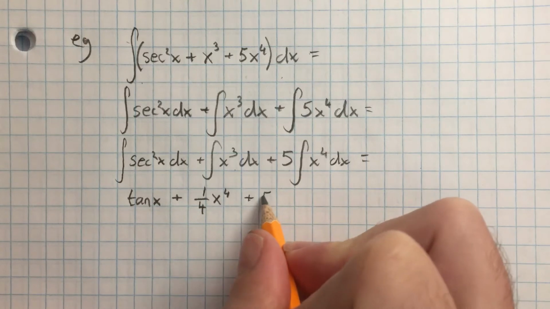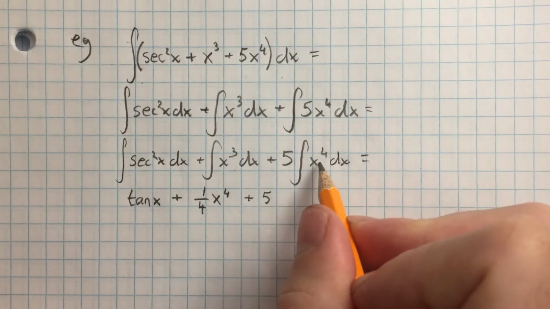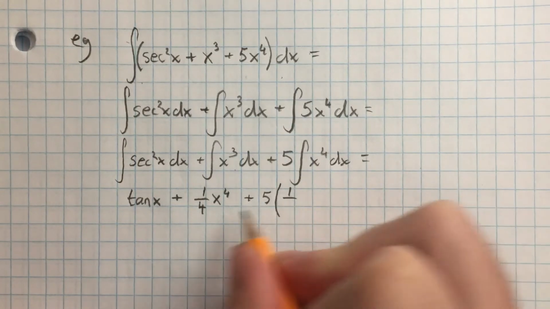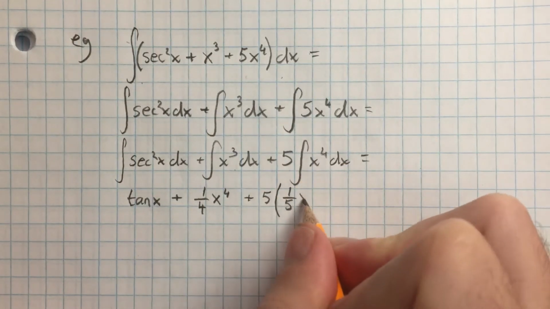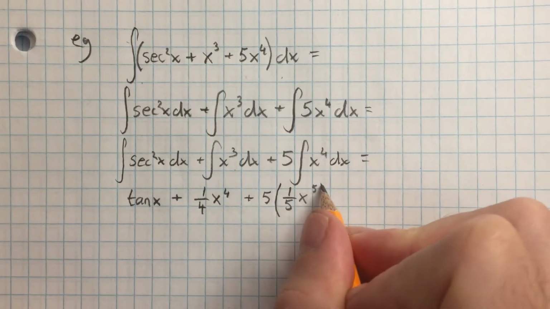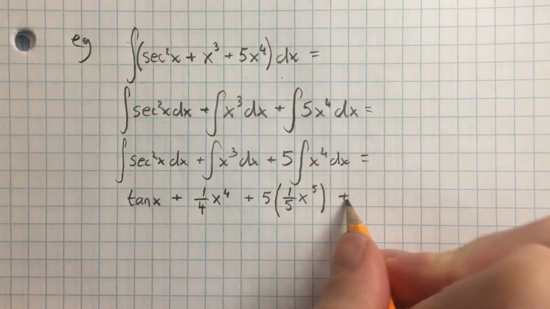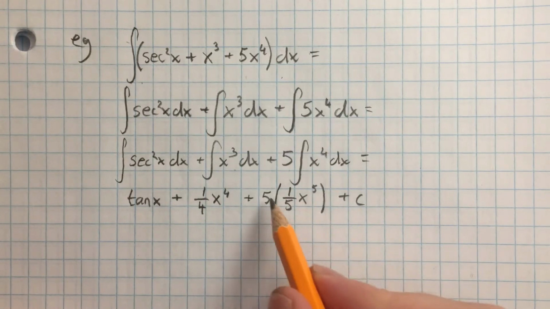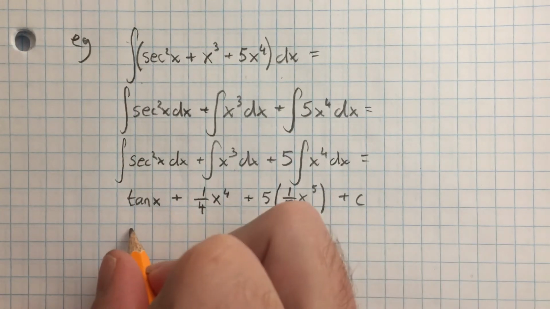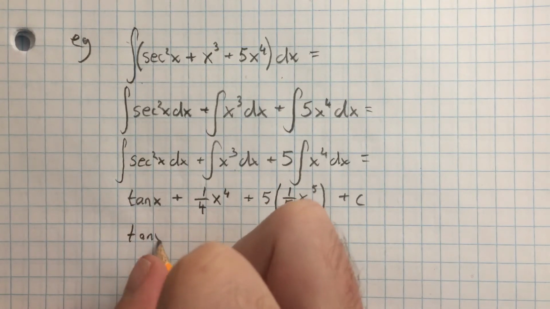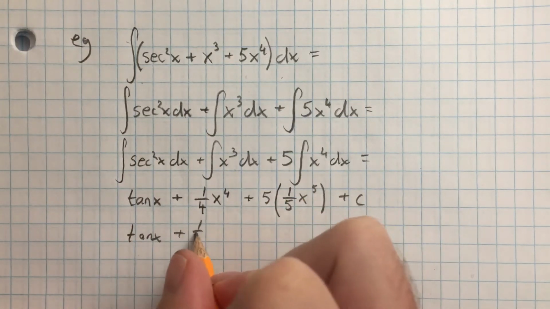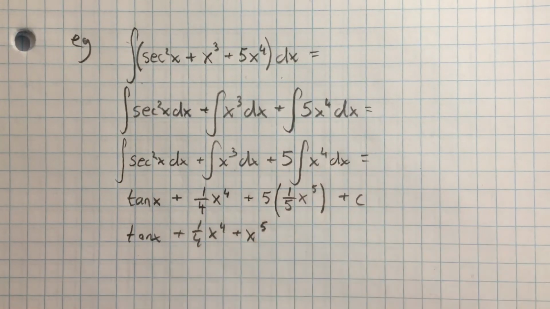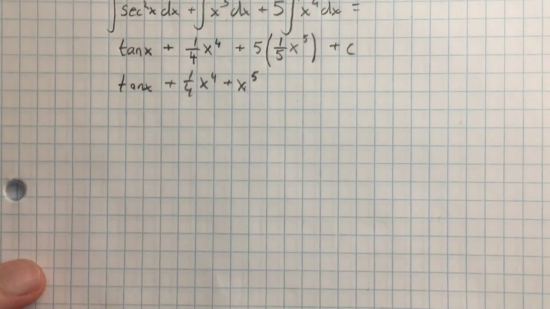And now I have plus 5 times the antiderivative of x to the 4th. So that should be very similar to this structure here, 1/5 x to the 5th. Okay? Now I'll put the plus c to complete the general antiderivative here. Now I'll just combine 5 and 1/5 into 1. So we have our answer as tan x plus 1/4 of x to the 4th plus x to the 5th plus c. Okay? Something like that.